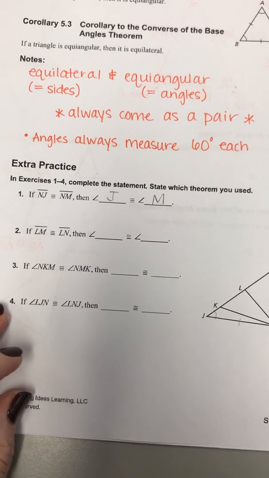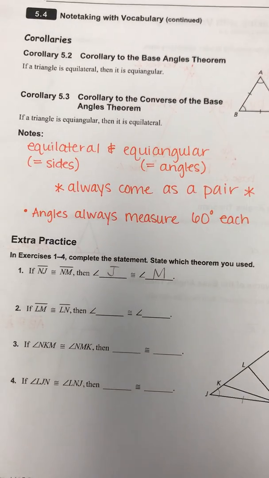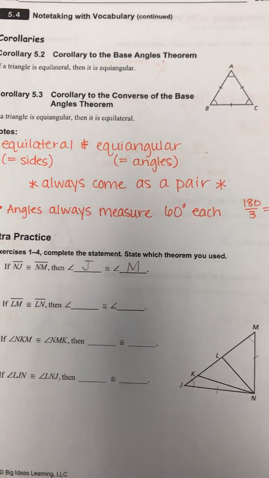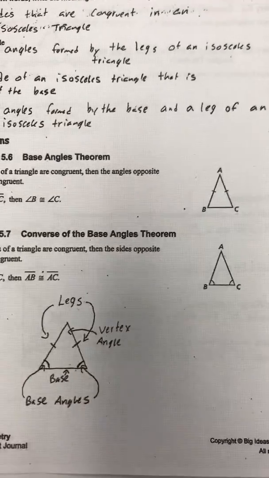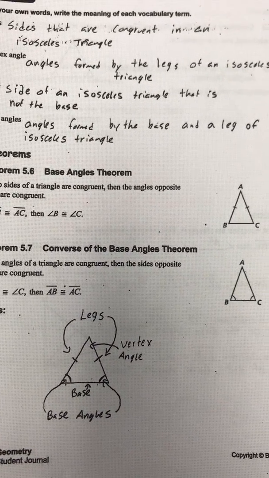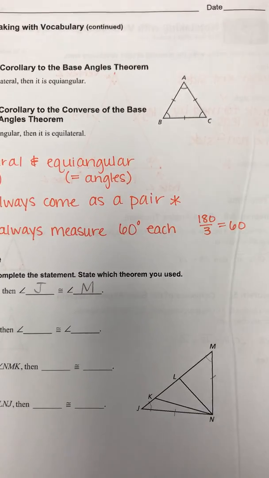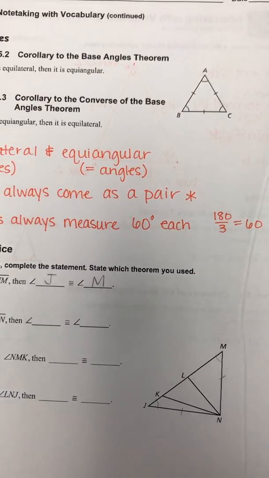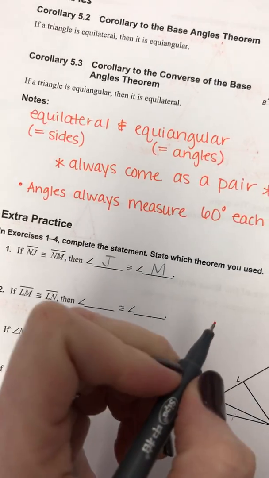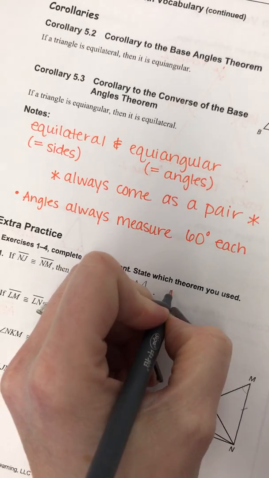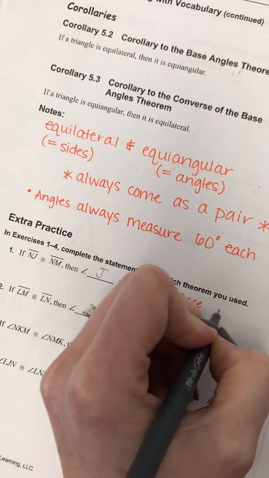Which theorem is that? Well, hold on, I have the theorems over here. Let's look at those again. Remember, the base angles theorem tells us the sides first, and that's what we were given, so that's what we used: the base angles theorem. It's always pretty much going to be either the base angles theorem or the base angles converse theorem.